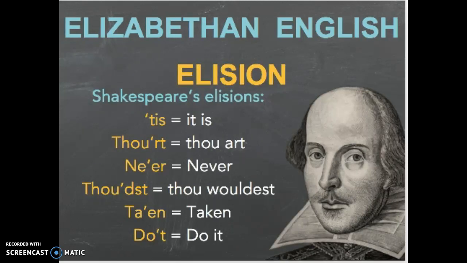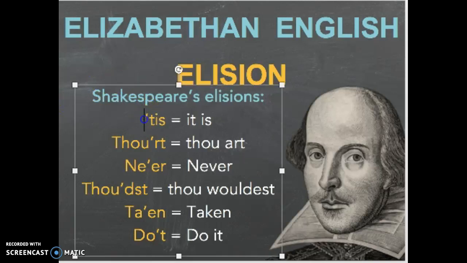A couple of other common elisions used in Shakespeare. 'Tis, short for it is. Thou'lt, short for thou art. Ne'er, short for never. Thou'dest, short for thou wouldest. Ta'en, short for taken. Do't, short for do it.